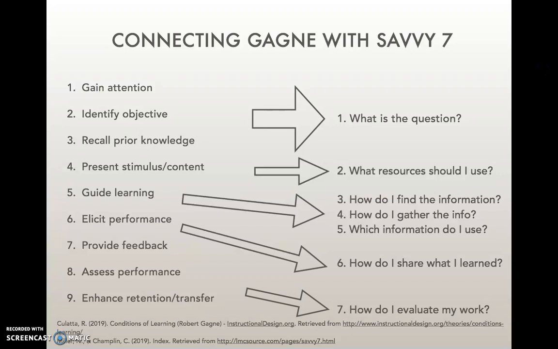Gagne's 8th and 9th events, which are assessing performance and enhancing retention and transfer, connect with Savvy 7's question 7. In 7, how do I evaluate my work? Students are assessing their performance, but they're also going back through each of the 7 questions to make sure they answered them effectively, which will contribute to the students' retention of what they learned about how to do research.